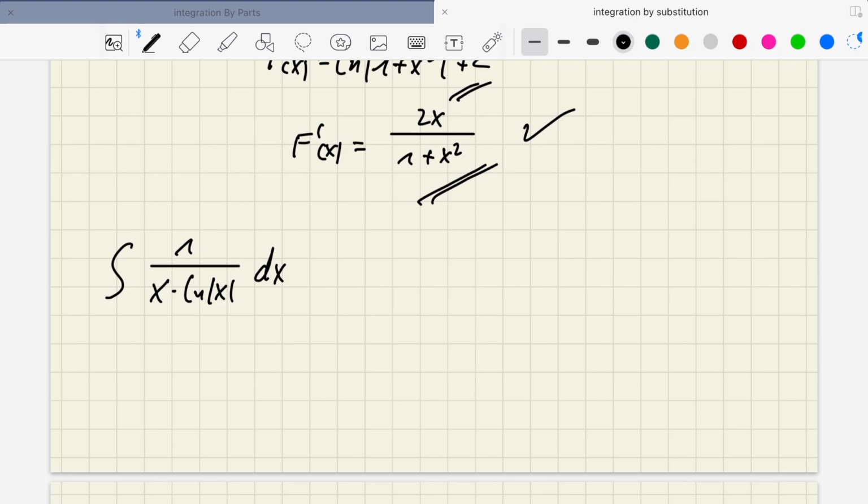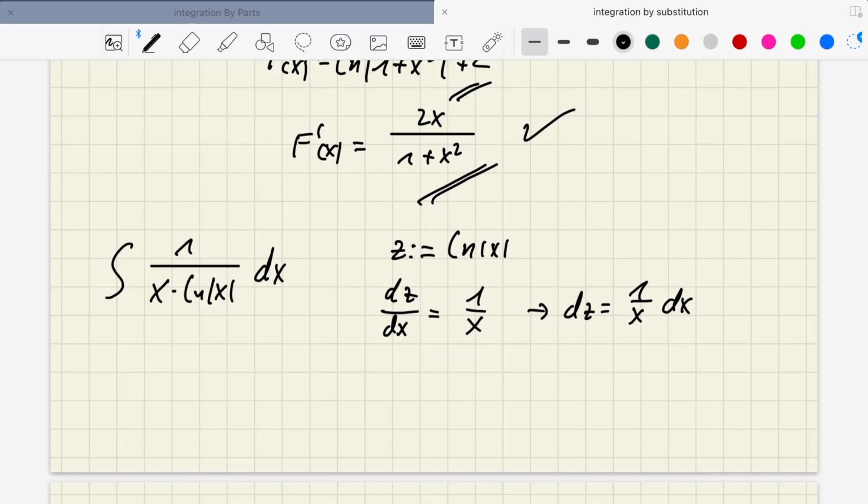Okay, so let's see what we substitute. So if we differentiate ln x, it's 1 divided by x. This doesn't look too bad. If we differentiate x, it's 1. So I would go for ln x to substitute. Differentiate z, and we have dz is equal to 1 over x dx.